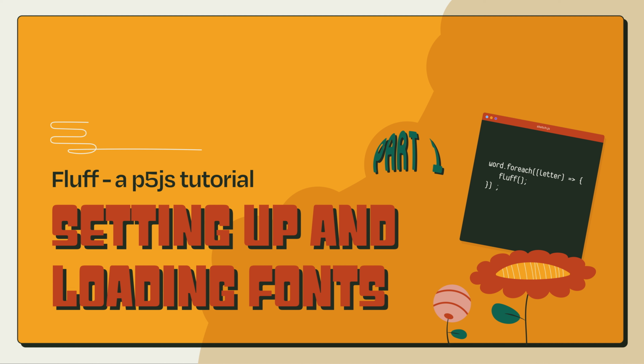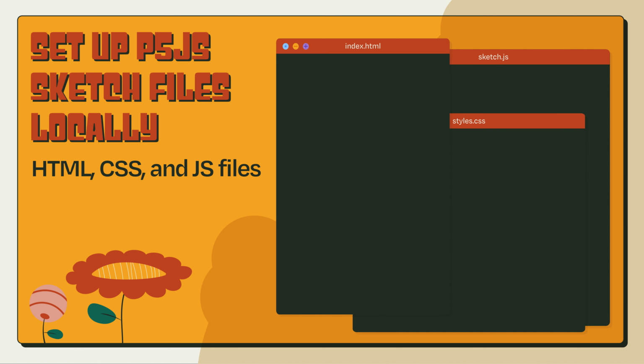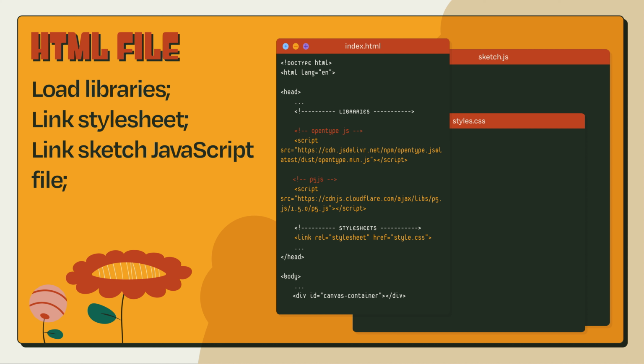In this video, we'll set up our project and load the font we're going to use. First, we need to set up our sketch file. We'll be using HTML, CSS, and JavaScript for this. In HTML, we need to add the OpenType.js and p5js libraries. We also need to add a style sheet.